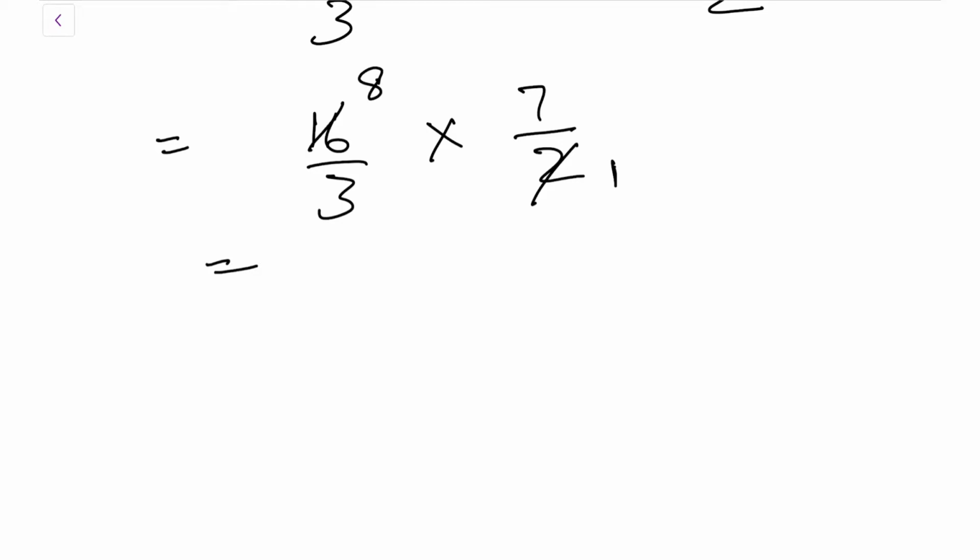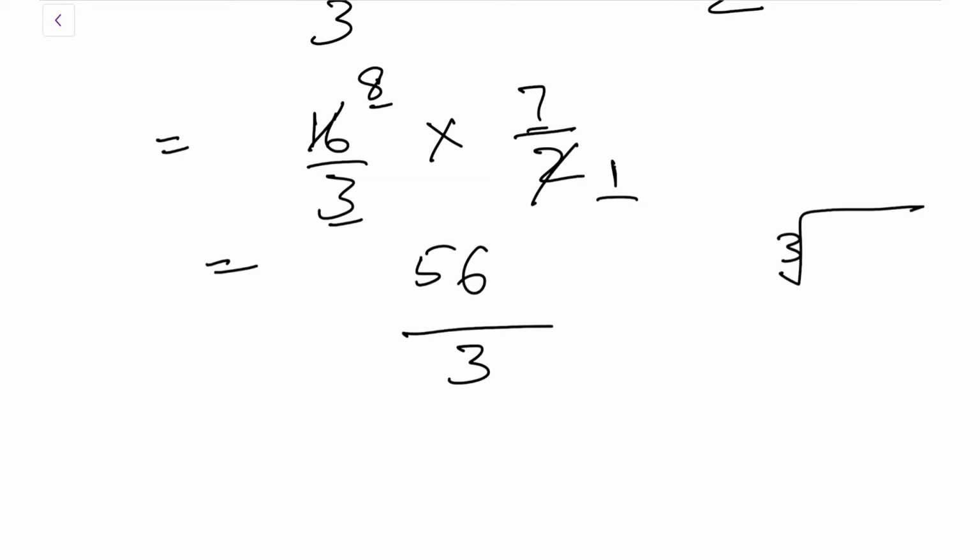Nothing else. Now just multiply the numerators. 8 into 7 is 56, divided by, multiply the denominators, 3 into 1 is 3. 56 by 3 is your answer, but you can write it in the simplest form. How do we do that?